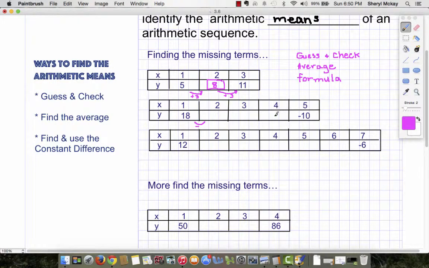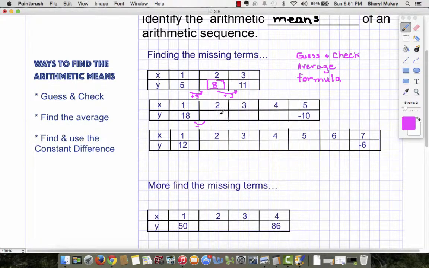Still not enough. Maybe I should subtract 10. If I subtract 10, that gives me 8. If I subtract 10 again, that gives me negative 2. Well, that's too much. So you can see that it's going to take me a couple tries to figure out what the guess and check is.